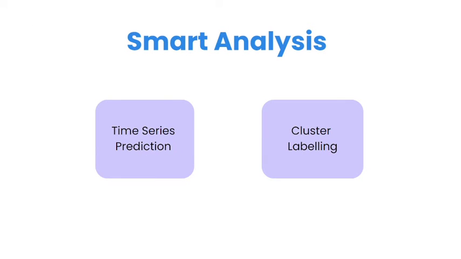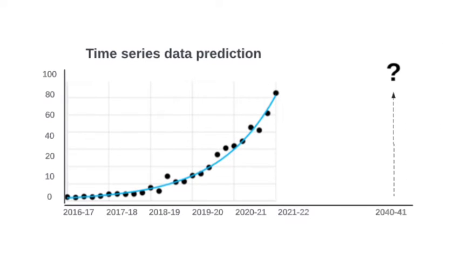Mainly we did two smart analyses for our project: one was time series prediction and the other cluster labeling. In the time series prediction, we plotted data till 2022 and tried to predict what will happen in 2040. This was with the help of polynomial regression. Polynomial regression helps to extend a curve over a particular polynomial. We used a quadratic equation to map the polynomial.